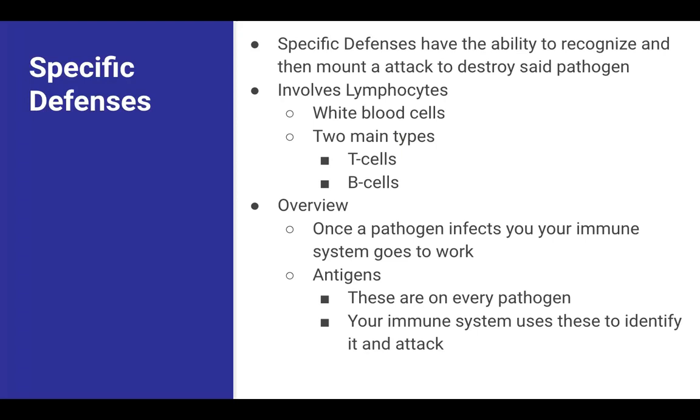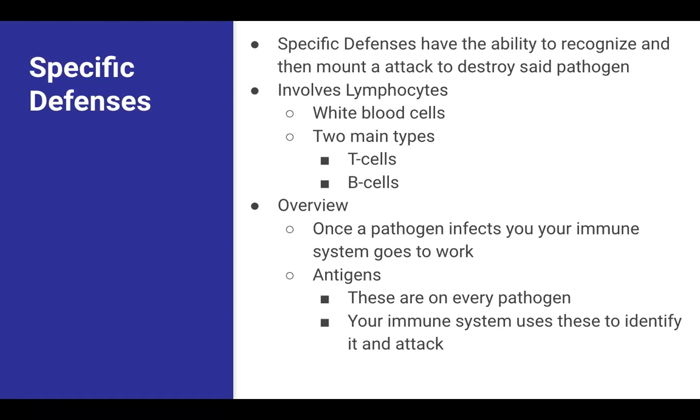Now, getting into our specific defenses, the reason why we call these specific is because they change depending on what pathogen is actually in your system. So your specific defenses actually recognize what type of pathogen it is, and you saw that in the video. It can recognize, is it bacteria, is it a virus, and then it will have a different attack depending upon that. The things involved in our specific defenses are our lymphocytes, which are our white blood cells, and we have two main types, T cells and B cells.